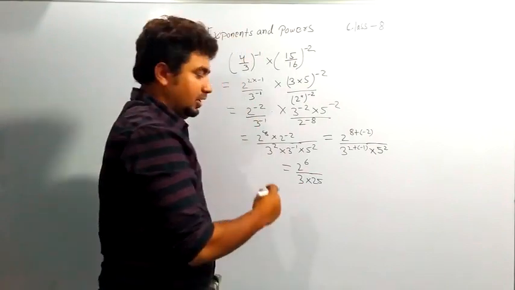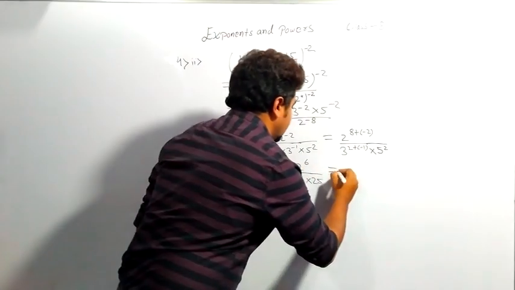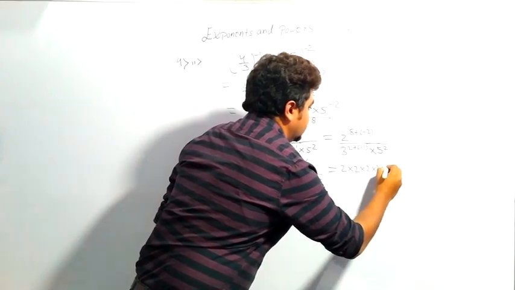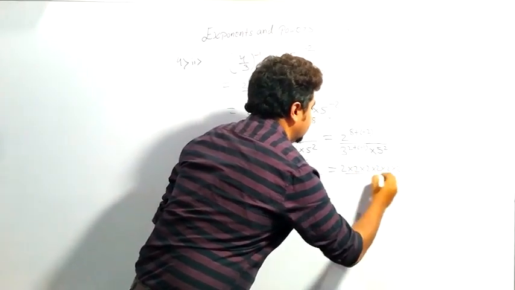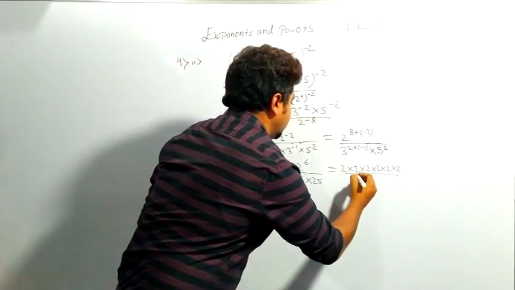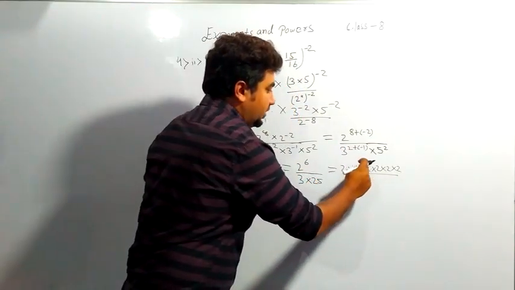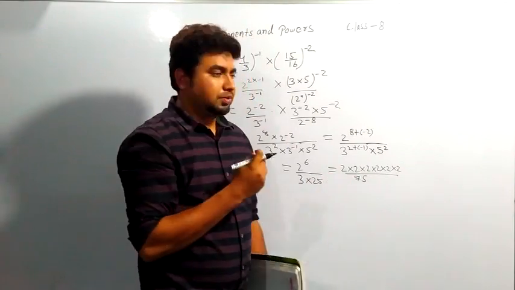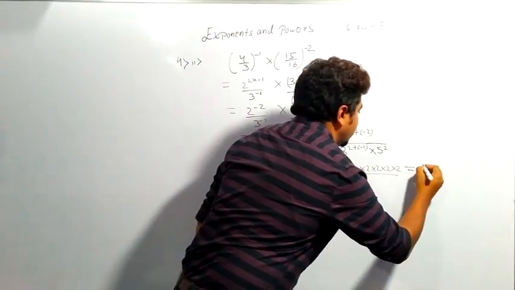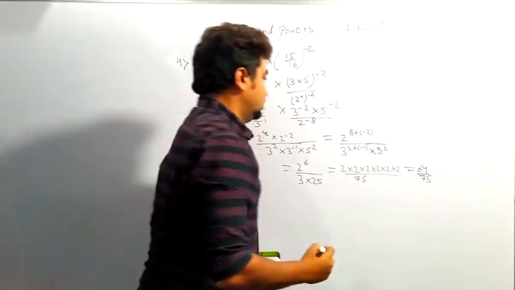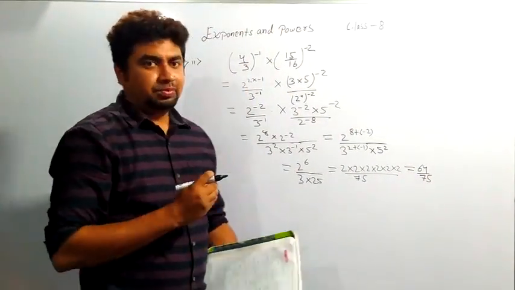5 into 5. 2 to power 6 is 2 into 2 into 2 into 2 into 2 into 2. It is 2 to power 6 by 25 into 3, which is 75. So 2 to power 6, when we multiply 6 times 2, comes out to be 64. 64 by 75. So this is question number 4 bit 2.